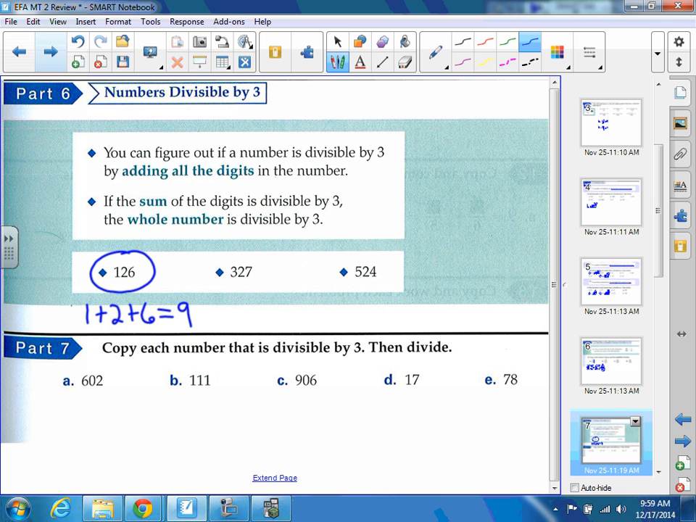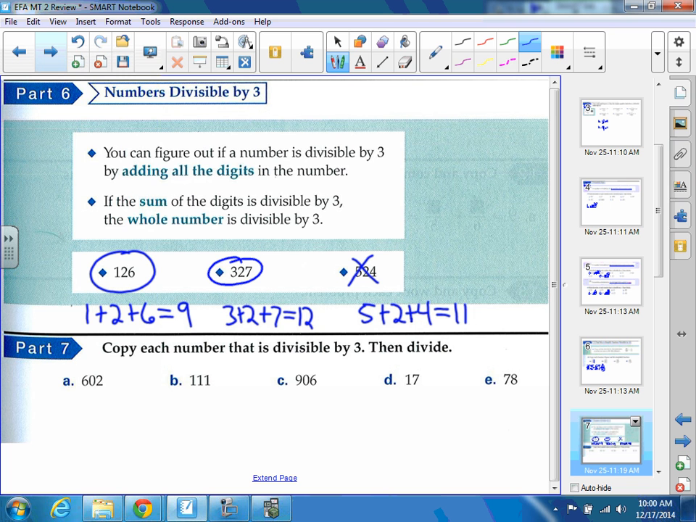327. Again, if you take 3 plus 2 plus 7, 3 plus 2 is 5, 5 plus 7 is 12, and 12 is divisible by 3, so that means 327 would be divisible by 3. If we look at 524, if I take 5 plus 2 plus 4, 5 plus 2 is 7, 7 plus 4 is 11. Well, 3 does not go into 11 evenly, so 524 does not work. The 126 and the 327 do.